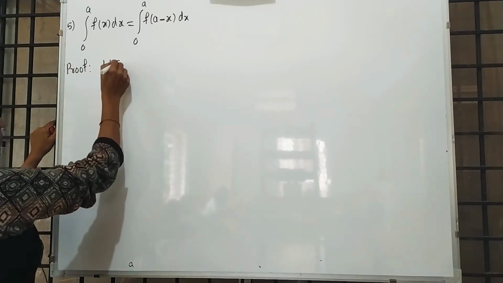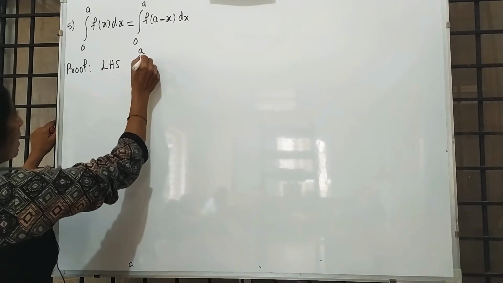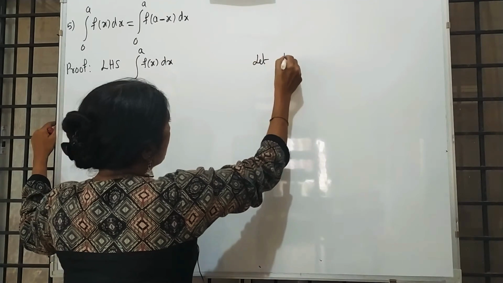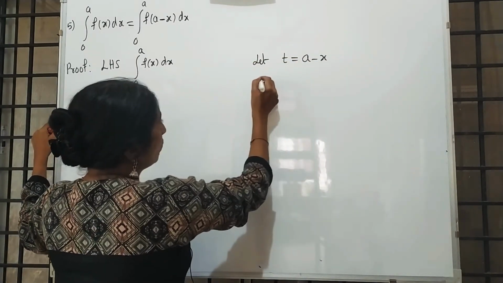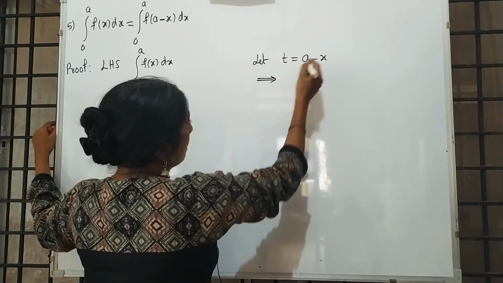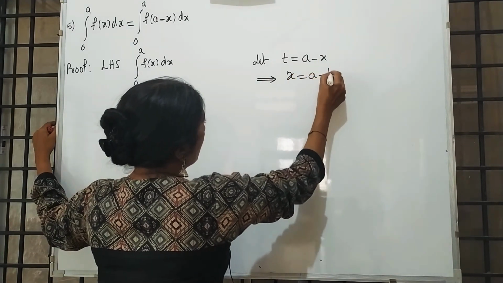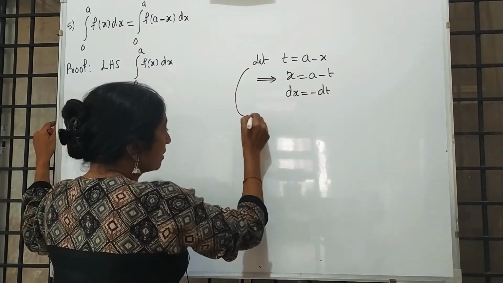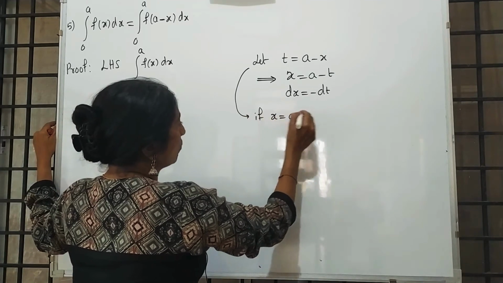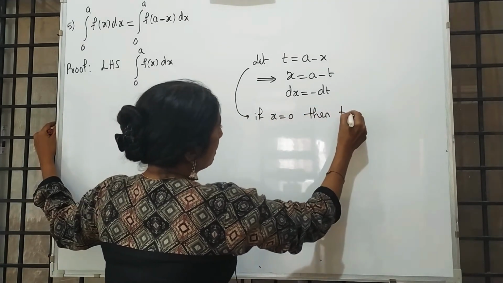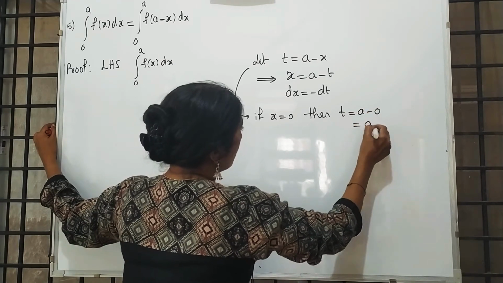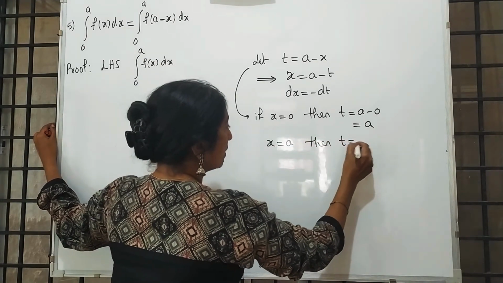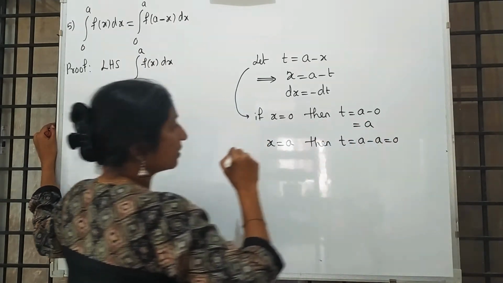Write on the LHS. Integration from 0 to a of f of x dx. Let t is equal to a minus x. Then what is x? Take minus x this side, t on that side. x is equal to a minus t. dx is equal to minus dt. And in this, substitute the limit. If x is 0, lower limit, then t is equal to a minus 0, that is a. If x is equal to a, then t is equal to a minus a, that is 0.